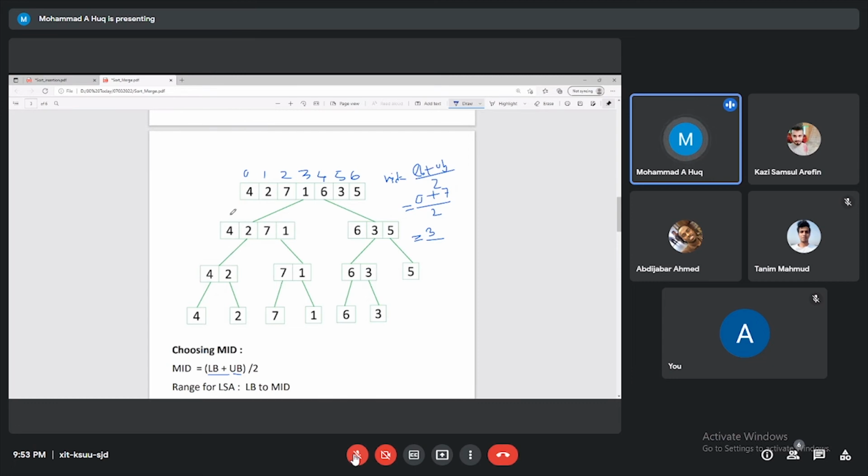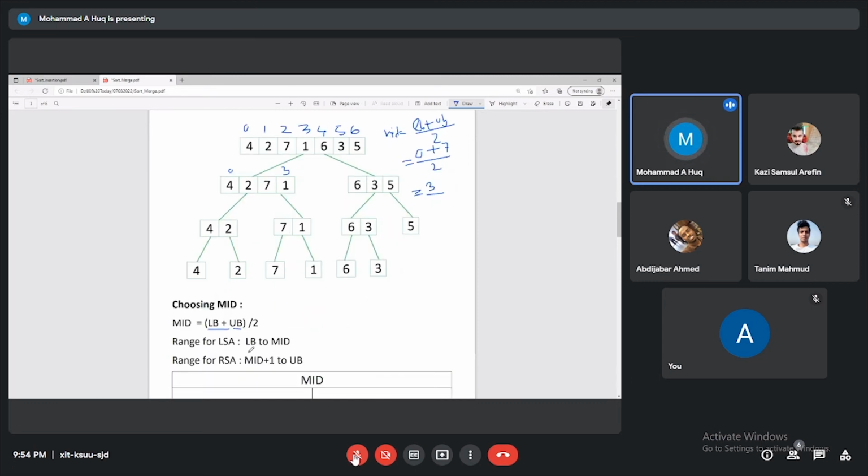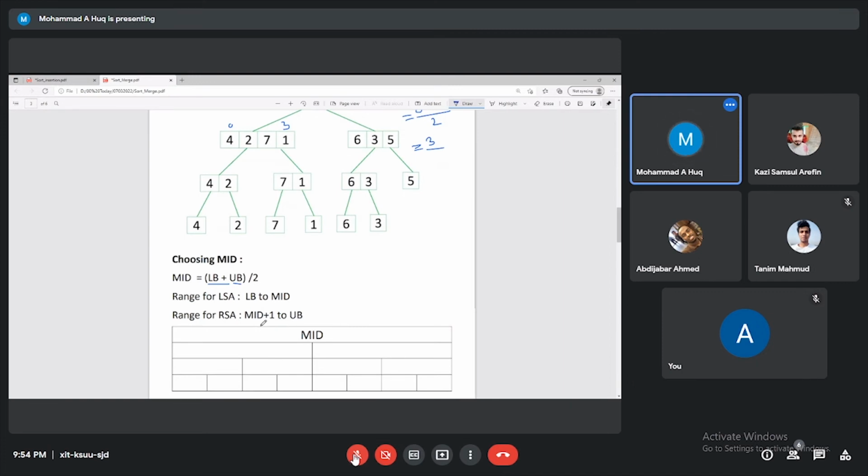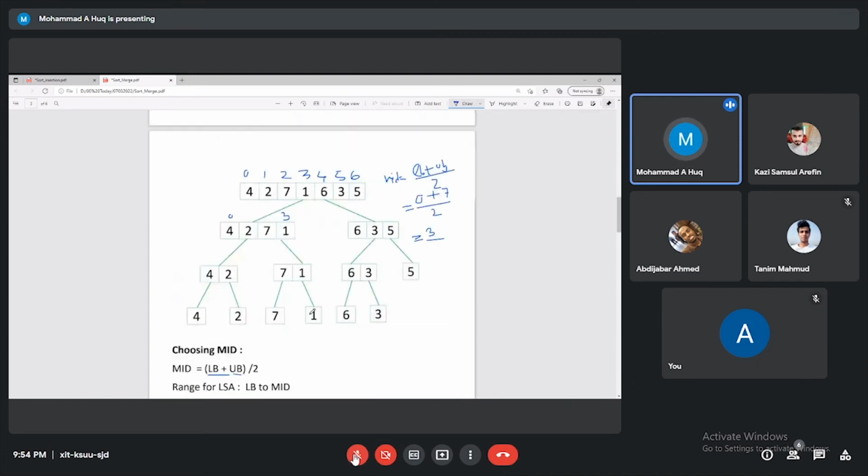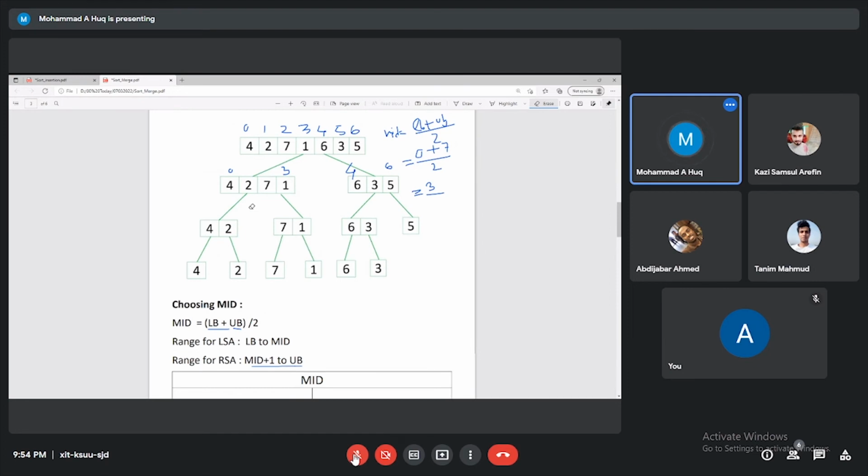So we will take 0 to 3 here, and for the right we will start from mid plus 1 to upper bound. So what is mid plus 1? 4, 5, 6. Yes, 4 to 6.